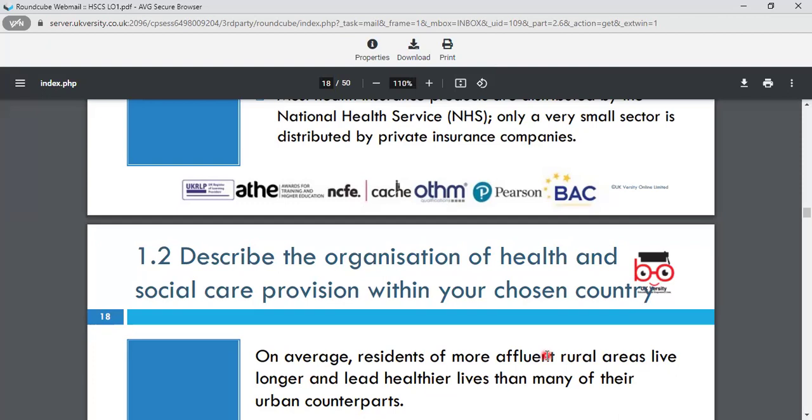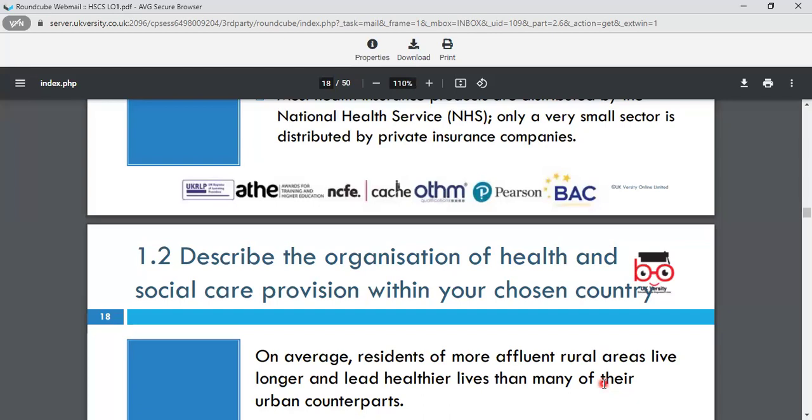Anyone? So what's your question? The statement, I've not made a question. I've made a statement that residents of more affluent. Okay, people living in the rural area live. Why are they living longer than the ones in the urban area?